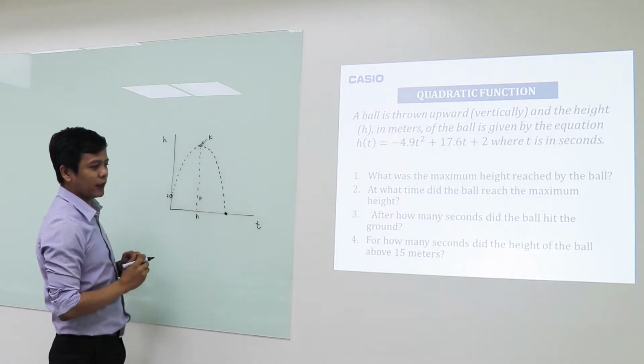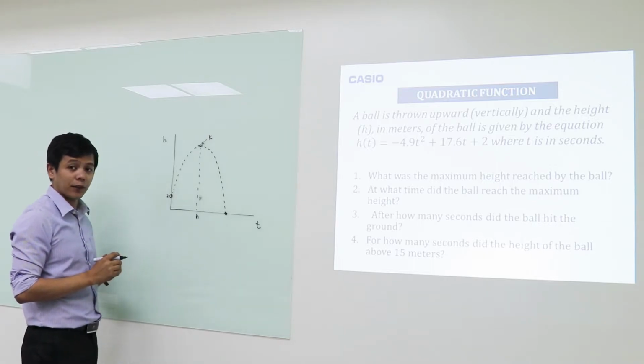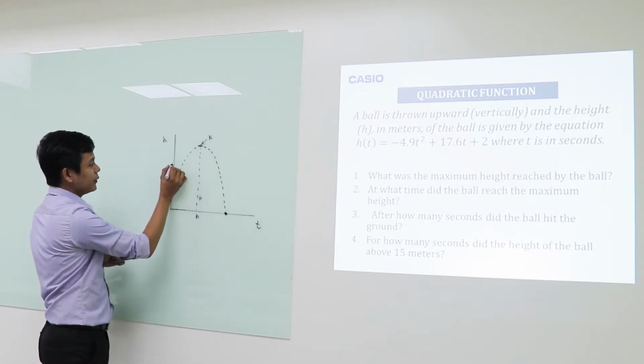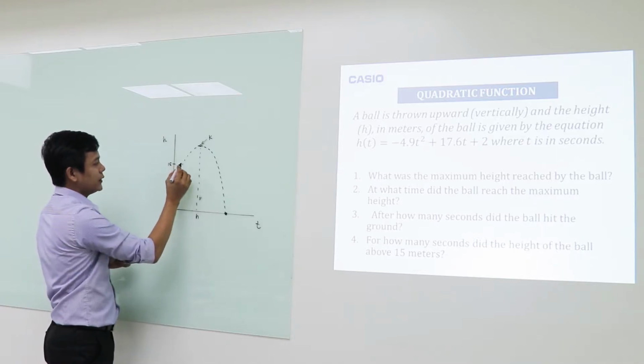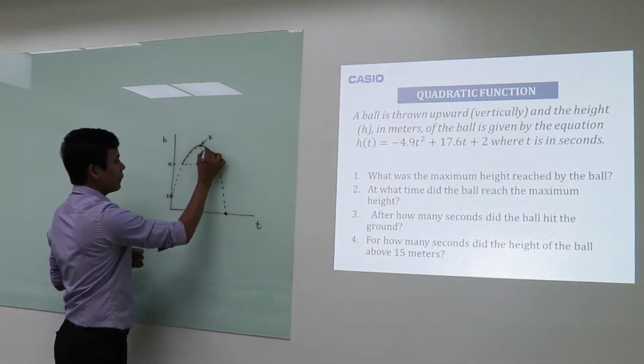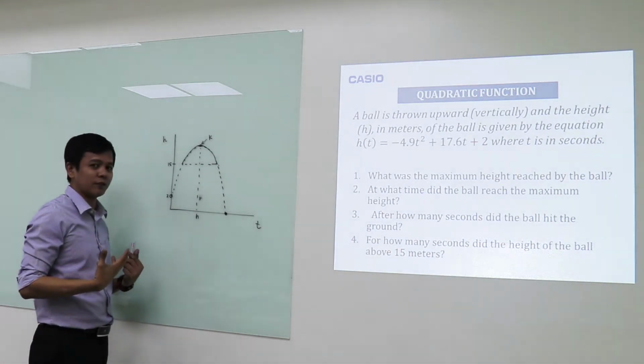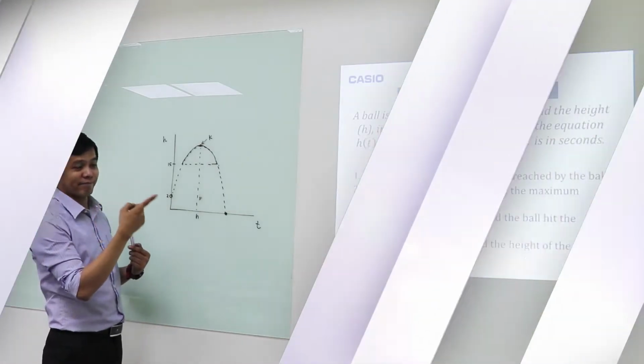And for the last problem, we have to know for how many seconds the height of the ball was above 15 meters. So, if this is 15 meters, we just have to find the length of time from this point up to this point. So, how are we going to solve these problems?